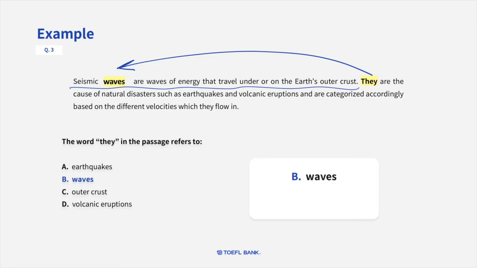One thing to point out here in this question is that the answer choice does not say seismic waves, but it only says waves. Because the keyword that the question is asking for in this question is waves, sometimes choices will be shortened to a more specific idea.